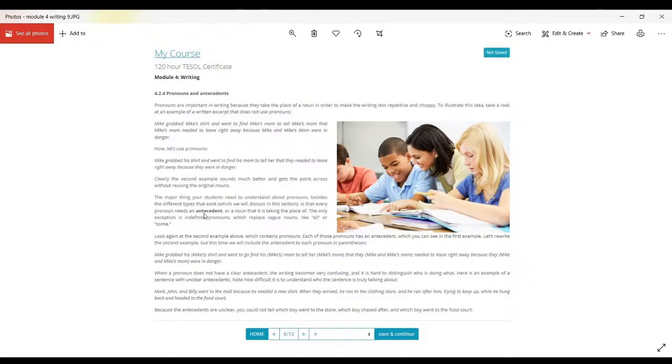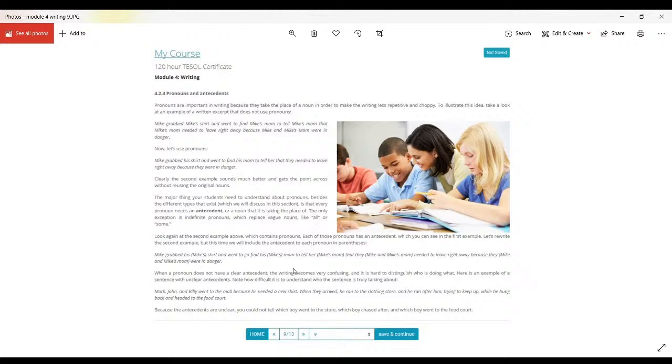Okay, the major thing your students need to understand about pronouns, besides the different types that exist, which we will discuss in this section, is that every pronoun needs an antecedent, or a noun that it is taking the place of. The only exception is the indefinite pronouns, which replace vague nouns like all or some.